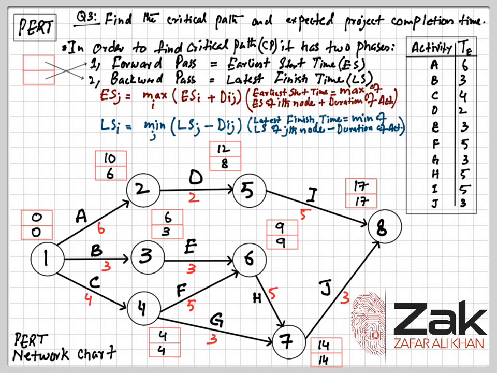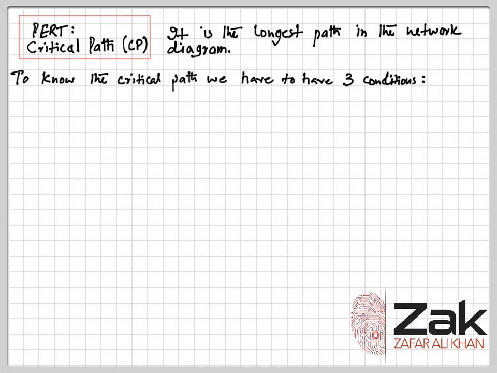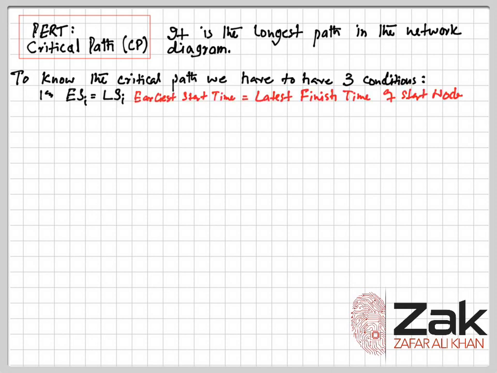The other one is through formula. You have to have three formulaic conditions satisfied for that. Then you find the critical path. Those three conditions are: number one, earliest starting time of the starting node is equal to latest finish time of the starting node, means both of the boxes value at one node should be the same. Earliest start time is equal to latest finish time of the starting node.